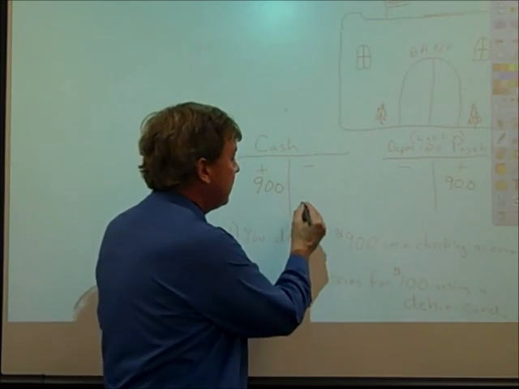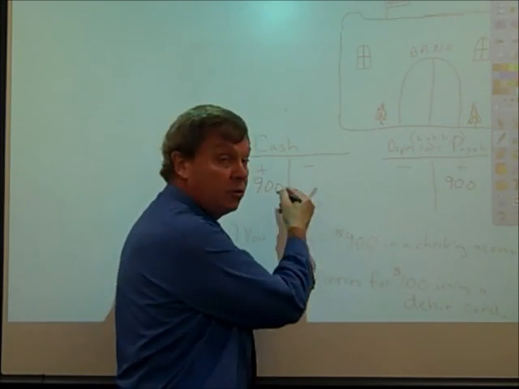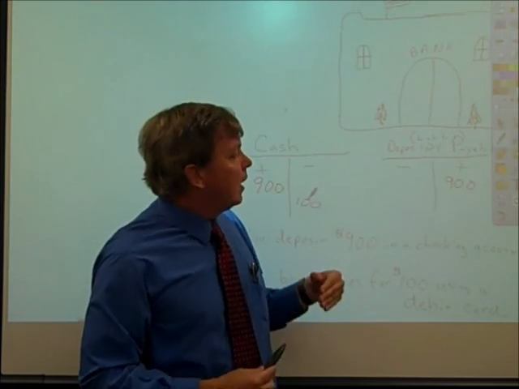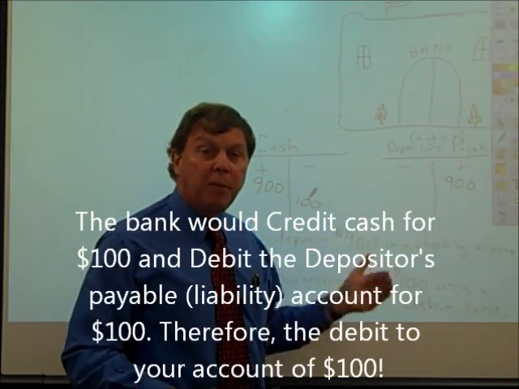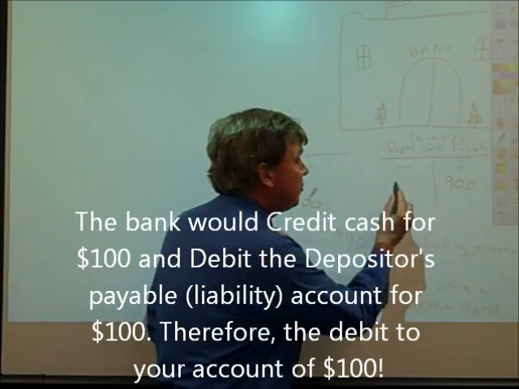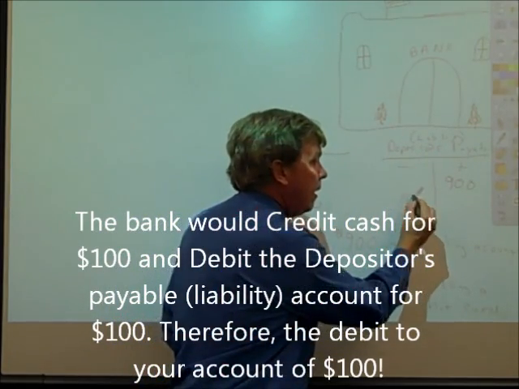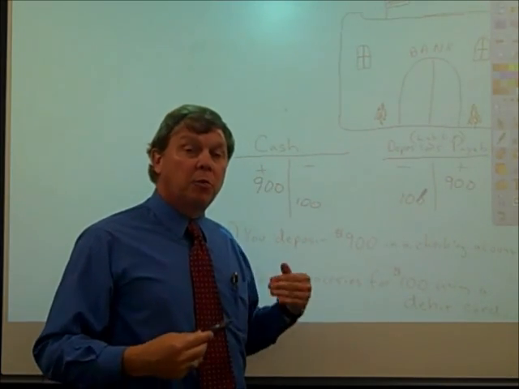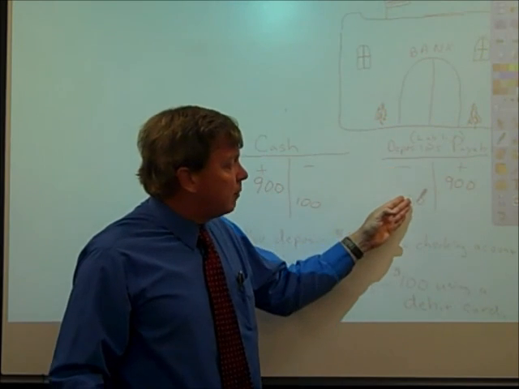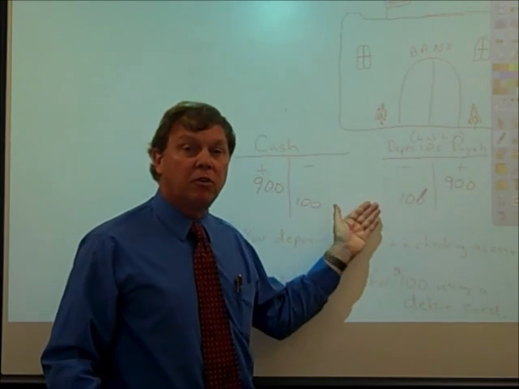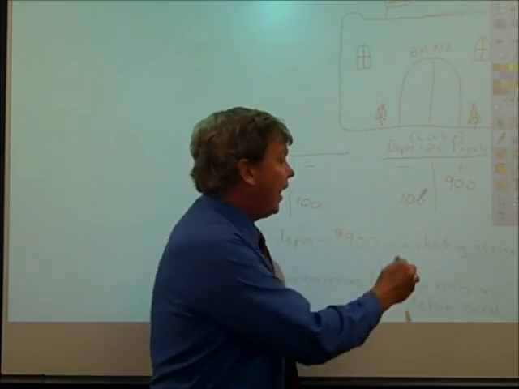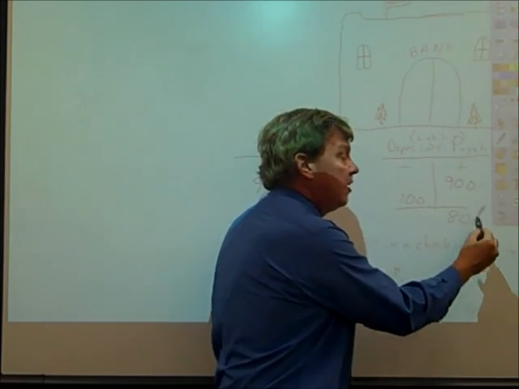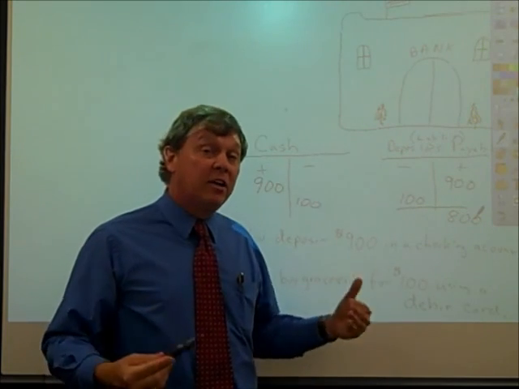So in this case, while $100 is coming out of the bank's vault, shall we say, the depositors payable, or what they owe you, is being decreased or debited by $100 because you used that for groceries. So when you use a debit card, you are debiting their liability account of what they owe you, and so now your new balance is going to be $800, or what the bank owes you.